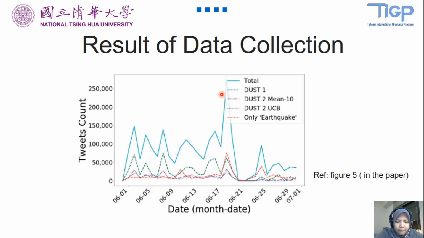And this is the result of the data. We can see here that Dust1 exceeds the data obtained by just searching for the search term. Dust1 collects 1.71 times more relevant tweets than only earthquake, Dust2 has 0.65 times, and Dust2 with UCB has 0.53. So the total data found to be relevant using the relevancy classifier is more than 3.89 times the total data collected using only the search term, the seed search term earthquake.